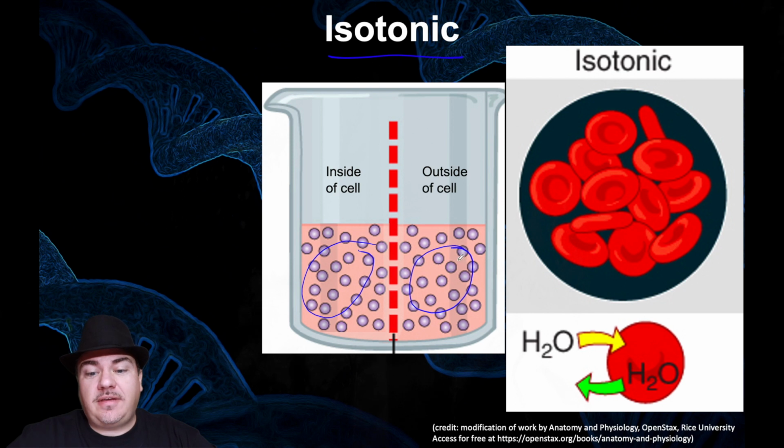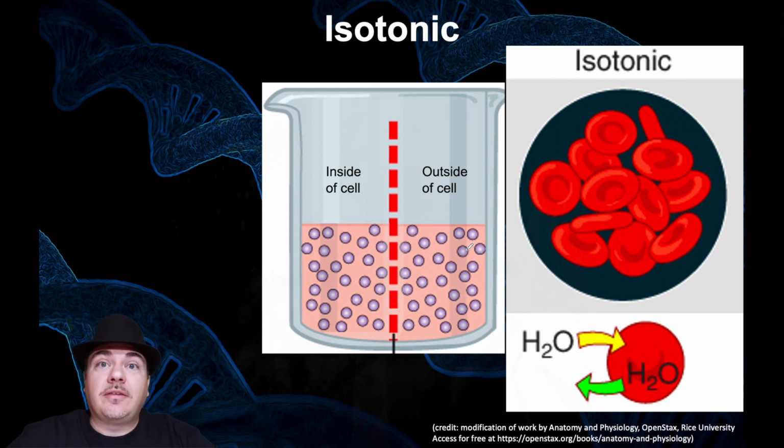Now, if you take a cell, so this is now representing a model of a cell, let's say this is our cell over here. We take this cell and we put it into an isotonic solution. Since there's an equal solute concentration on both sides of the membrane, there's no net direction of osmosis. In other words, in net, water is not going to be entering the cell or leaving the cell.